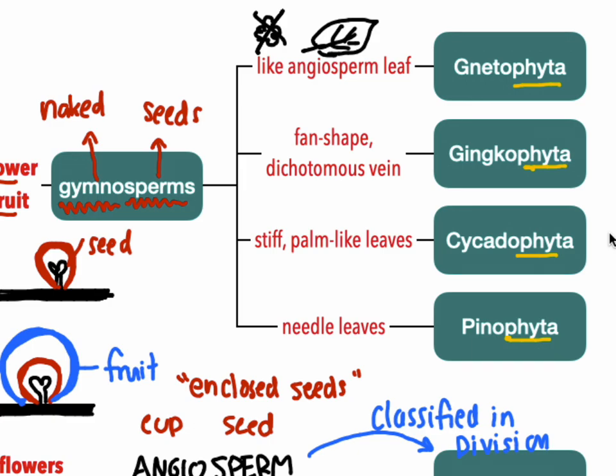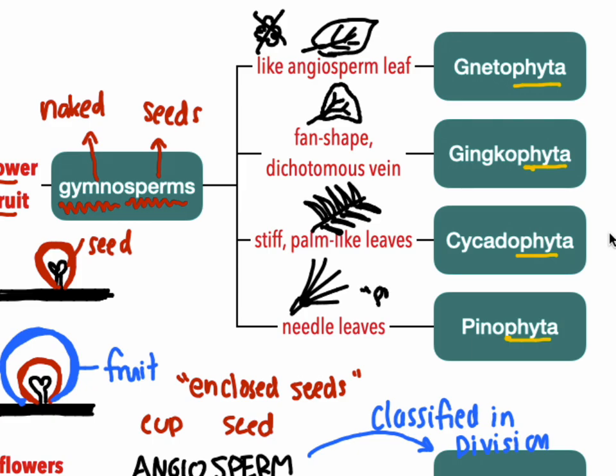So this is Gnetophyta. But if they have a fan-shaped leaf, like this, with dichotomous veins, the veins branching like this, it's Ginkgophyta. If it looks like a palm, really stiff leaf, very spiky, this is Cycadophyta. And finally, if you have leaves in bundles, like this, a needle leaf, think of the pine tree or your Christmas tree, it's in the group called Pinophyta.